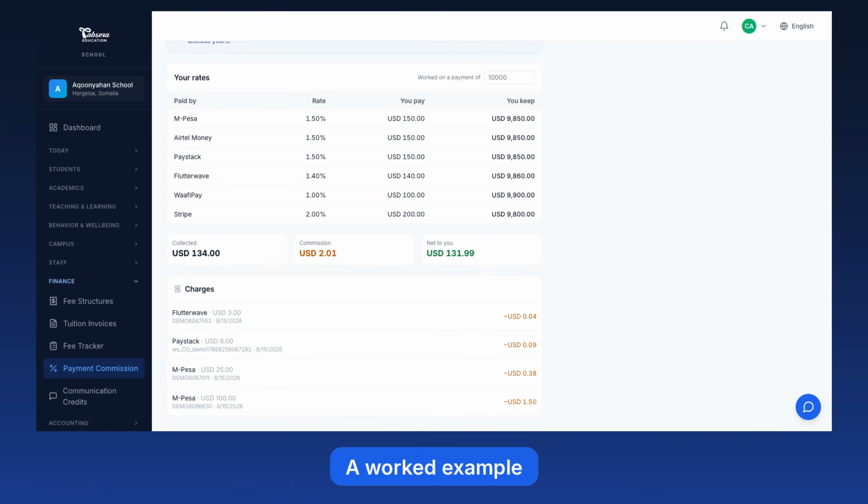Rather than leave you to do the arithmetic, the page does it. Put in a payment amount, choose the processor, and it shows the commission and what you actually keep. Try it with a full terms fee for one child. That is the number that matters to a bursar, and it is more useful than a percentage.